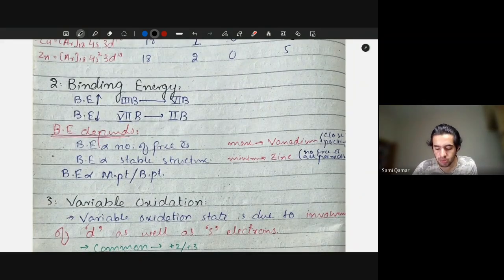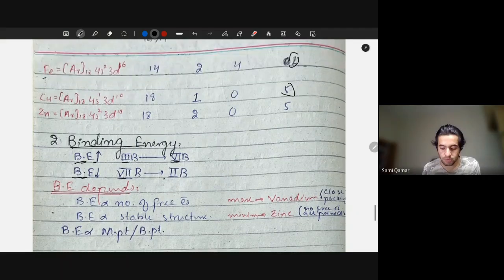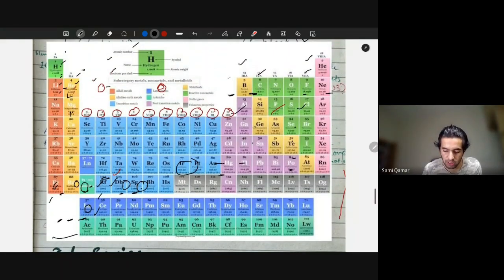So what do we need to study about binding energy? Binding energy means the power of making bonds together. Binding energy increases when you move from 3B to 6B, and binding energy decreases when we move from 7B to 2B. Okay, 3B to 6B. Let's go with our table. So from 3B to 6B, this is our 6B. From here to here, the binding energy will increase.